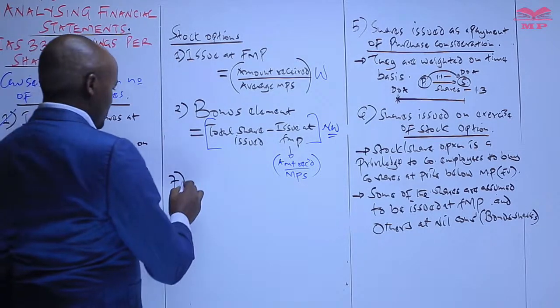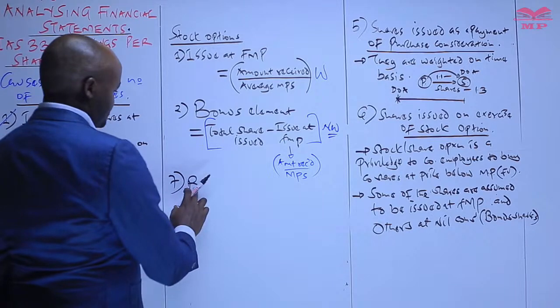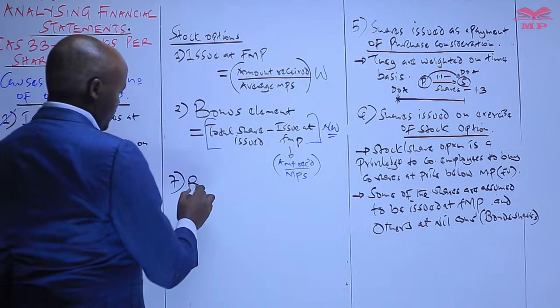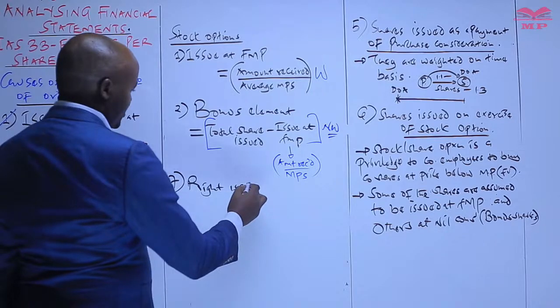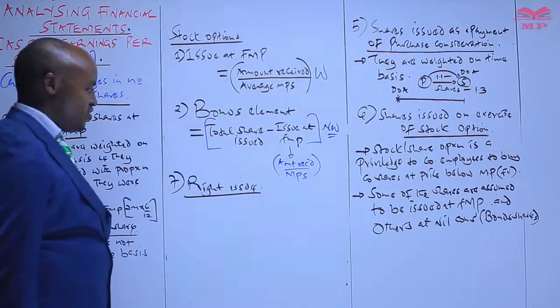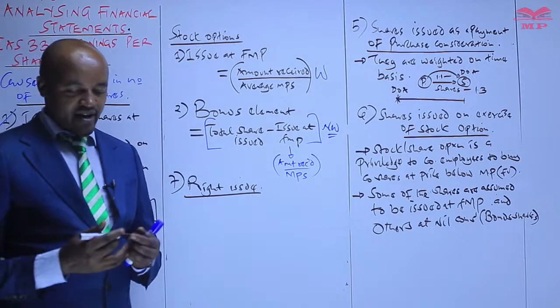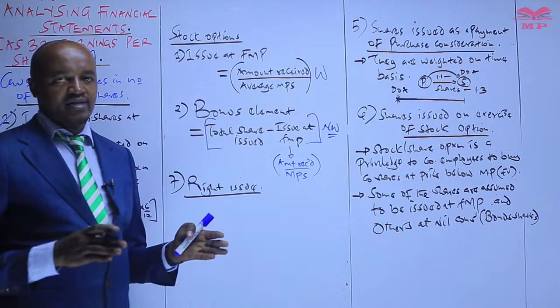Finally, I want us to look at the last concept, which is very, very common. And this is a concept which is tested in all questions for earnings per share. And that is the concept of the right issue. Now, what is a right issue? A right issue, first of all, is the issue of additional shares to the existing shareholders of the company at a price which is below the market price.